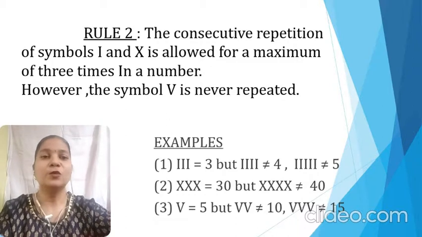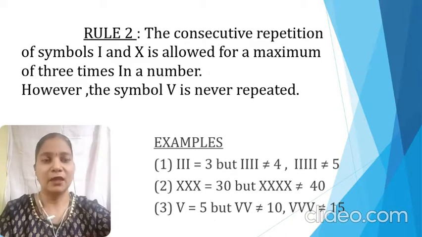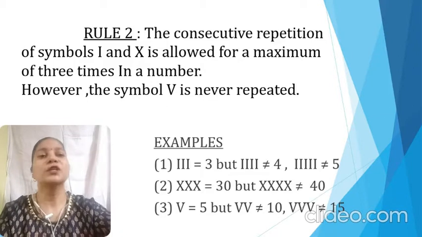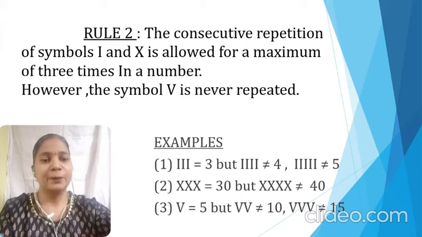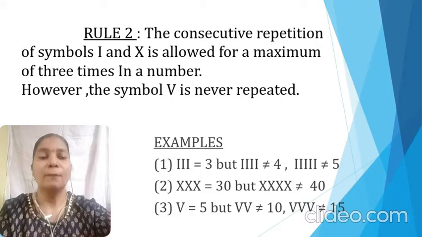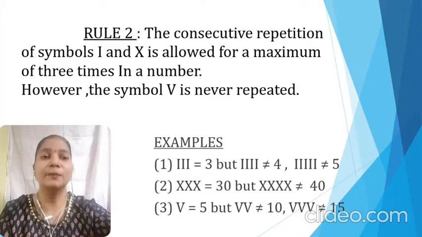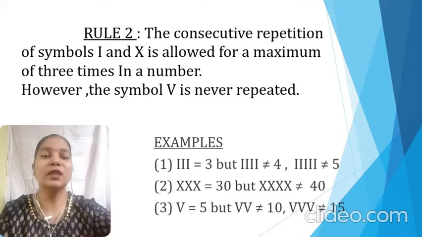But if I want to write 4, I cannot use 4 capital I. IIII is not equal to 4. If I want to write 5, it is also not 5 capital I. Similarly, if I want to write 30, that means XXX. But if I want to write 40, it is not 4 times X, because I and X repetition will be only up to 3 times. Only 3 times.